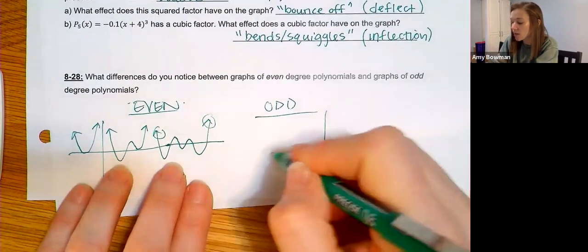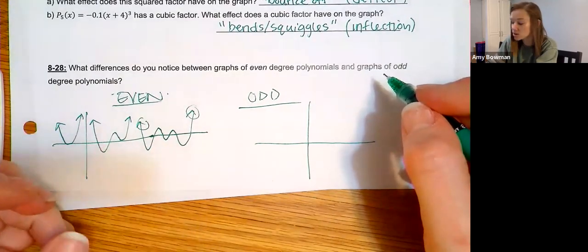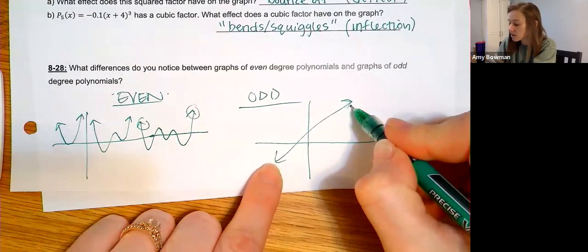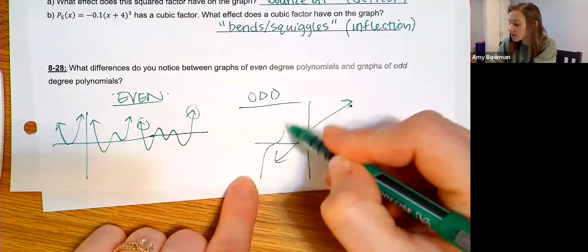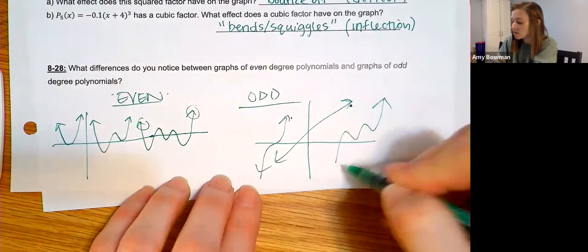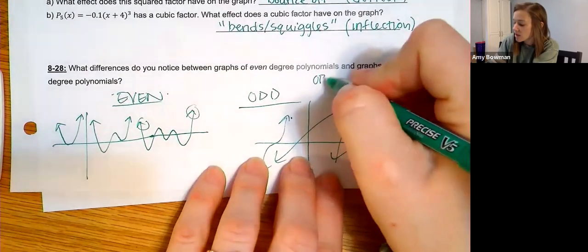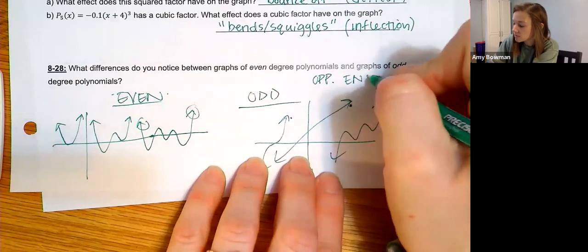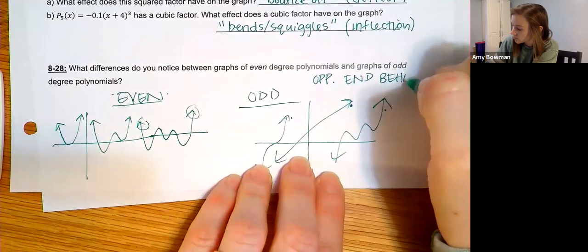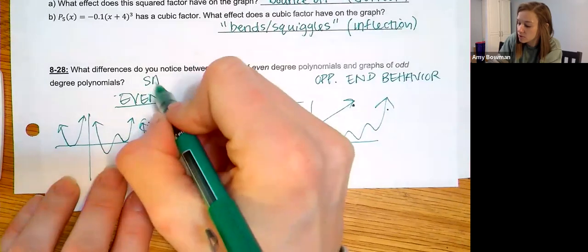With odd degree, so like cubic, 5th degree, 7th degree, even linear functions to the 1st degree. So linear, those ends are doing opposite things. Cubic functions, those ends are doing opposite things. 5th degree ends are doing opposite things. So opposite end behavior for odd degree. And then same end behavior for even degree.